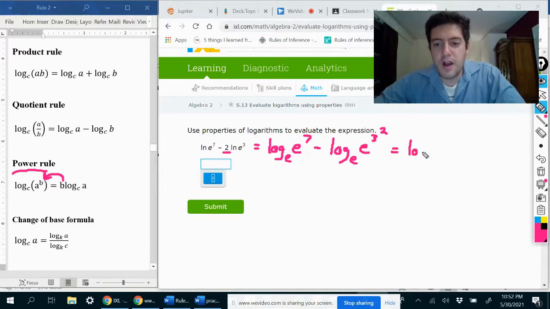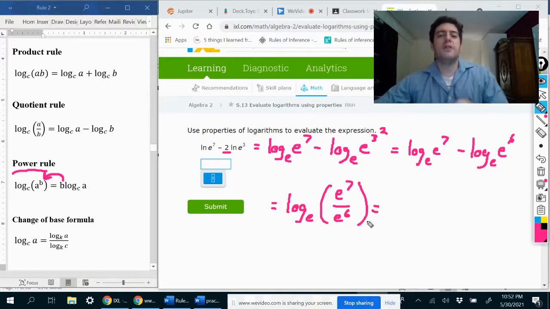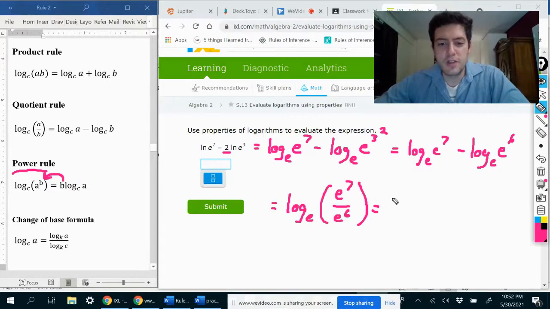So after all that, we have the log base e of e to the 7th power minus the log base e of e to the 6th power. Now we're going to use the quotient rule since we see subtraction. We're going to divide these things. E to the 7th divided by e to the 6th. Now back to laws of exponents. If we're dividing, then we would subtract the exponents. So 7 minus 6 is 1. So we would have the log base e of e to the 1st power. And the log base e of e to the 1st power is just 1.